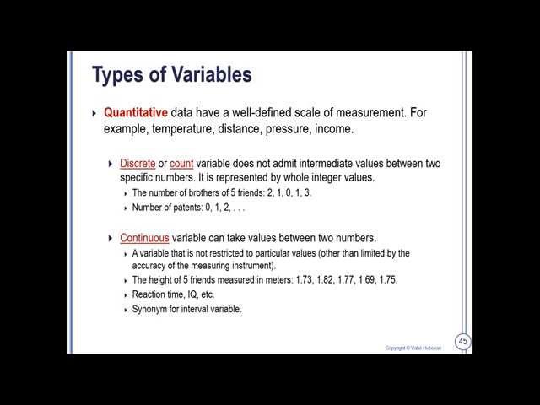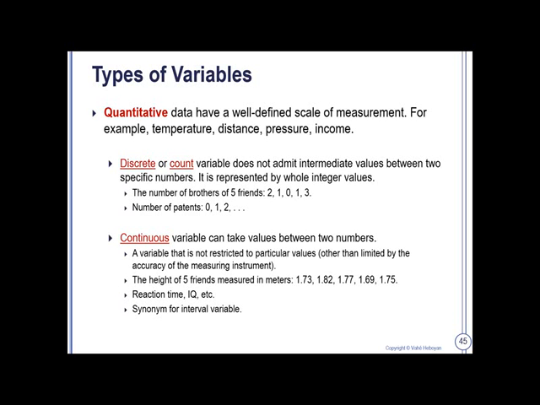For example, what's the height of an individual? Let's say if we are using a metric system, we're going to measure 5 different friends, or individuals, and record their heights using meters. First one is 1 meter 73 centimeters, 1.82, 1.77, and so on. So you can see they are not integers, and they can take on any value.